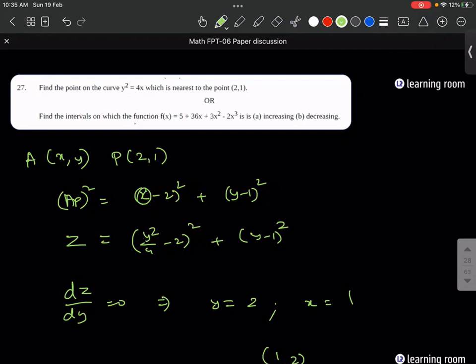Similarly, next one, what is the answer? I don't know which problem you people did. So what is the answer?